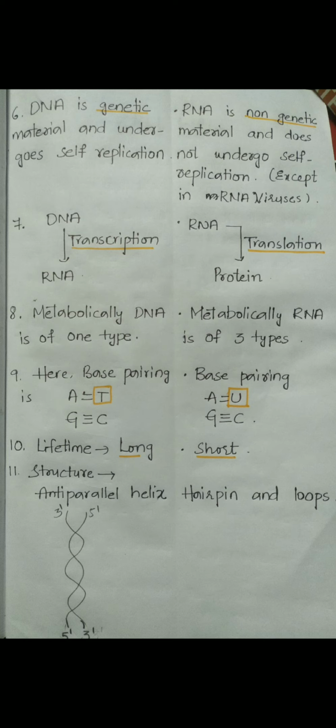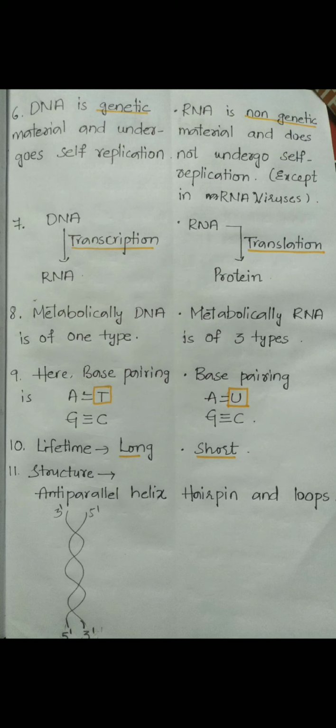Coming to the kinds of DNA, metabolically DNA is only of one type. When we consider RNA, it is of three types. Here base pairing is AT. A stands for adenine, T stands for thymine. So there is a double bond between A and T. Here you can see the base pairing in case of RNA. A is pairing up with U. There is no thymine in case of RNA. There is uracil. So the bond is between A and T in DNA, and here the bond is between A and U. You can notice the double bond.